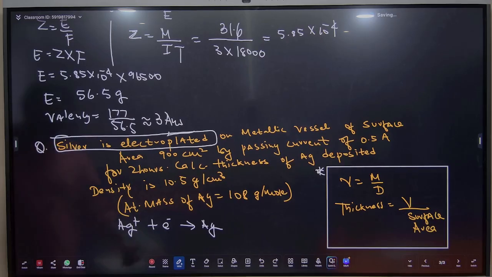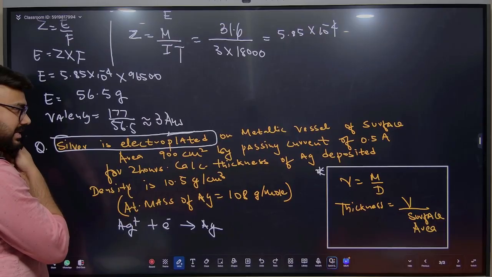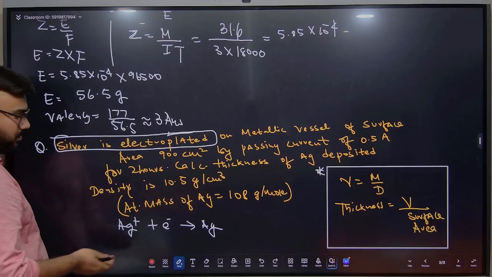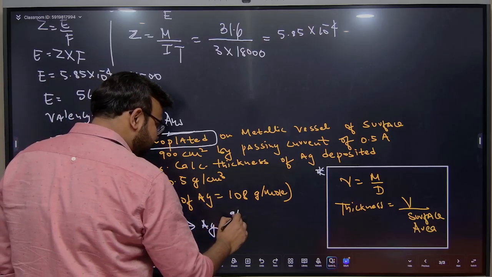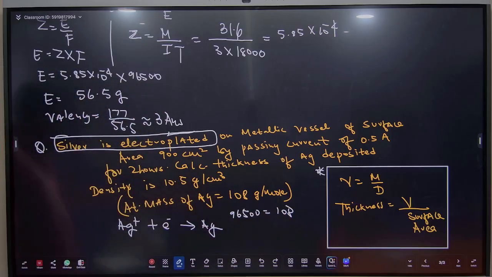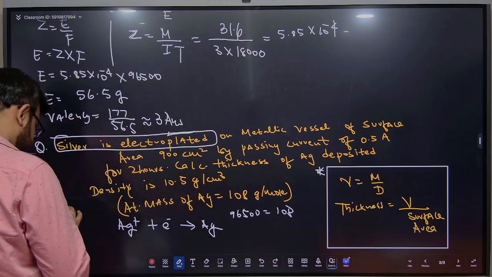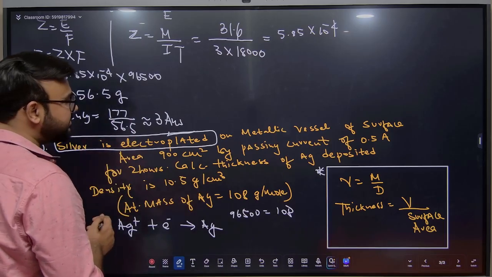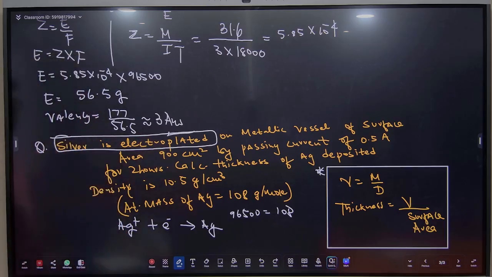And how many electrons are used? Guys, tell me. 1. And how many silver? 1 mole. So can I say 96,500 is depositing 108? Correct. So you can directly calculate that. You can just use 900, right?